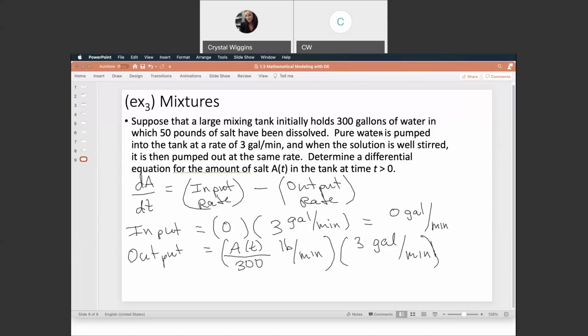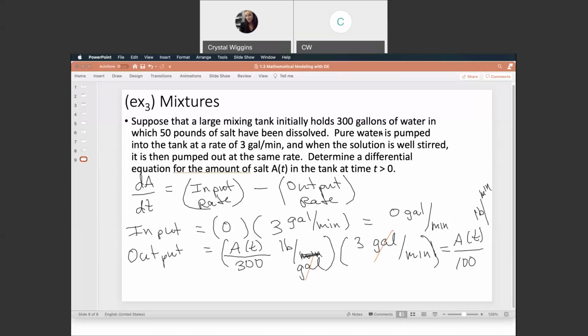So if we do our math, this gives us an output rate of salt of the amount of salt in the tank at any given time over 100 pounds per minute. Oops, this is not per minute, this is pounds per gallon. If we look at our dimensional analysis, we should be able to cancel labels and know what we're left with, which is how I get pounds per minute. So I just labeled that one wrong by accident.